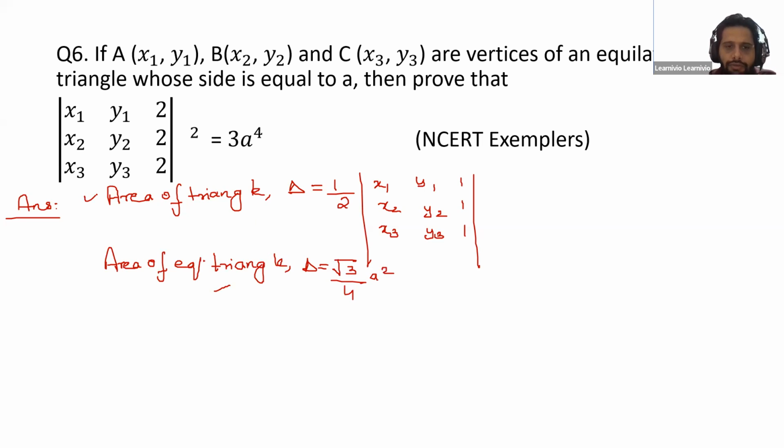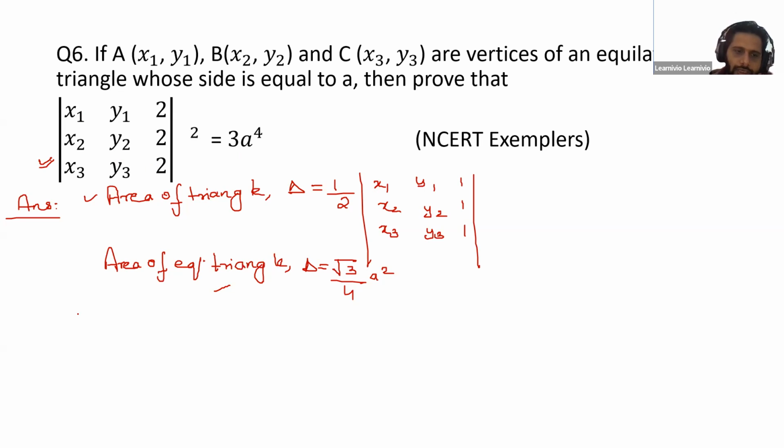This we have done in class 12, this is the formula of determinants. And this is our basic formula that the area of a triangle is given by root 3 by 4 a square. Now we need to prove this is equal to 3a to the power 4. Where will we get this from? Both are areas, so we can equate these two.